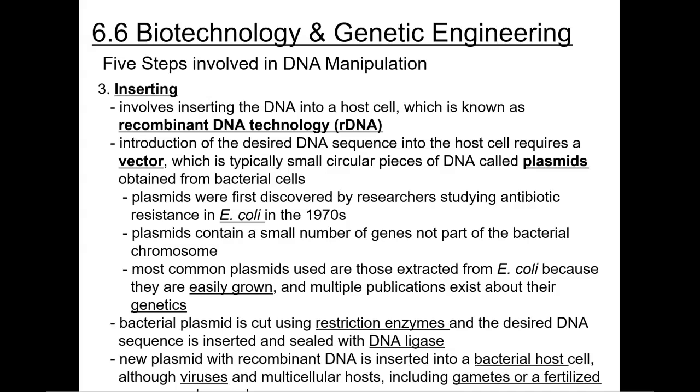Bacterial plasmids are going to be cut using that restriction enzyme, and then we take that gene that we wanted, that desired DNA sequence, and we're going to insert it into that plasmid. And then we're going to seal it up using DNA ligase, which is another enzyme. So new plasmids with recombinant DNA are then going to be inserted into their bacterial host, although viruses and multicellular hosts could also be used. And it gets inserted into things such as gametes or fertilized ovums. They can also be used for this.